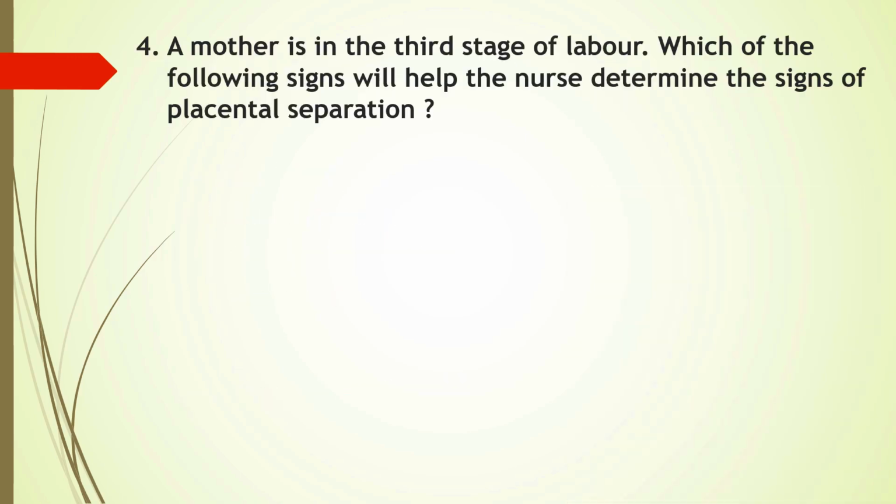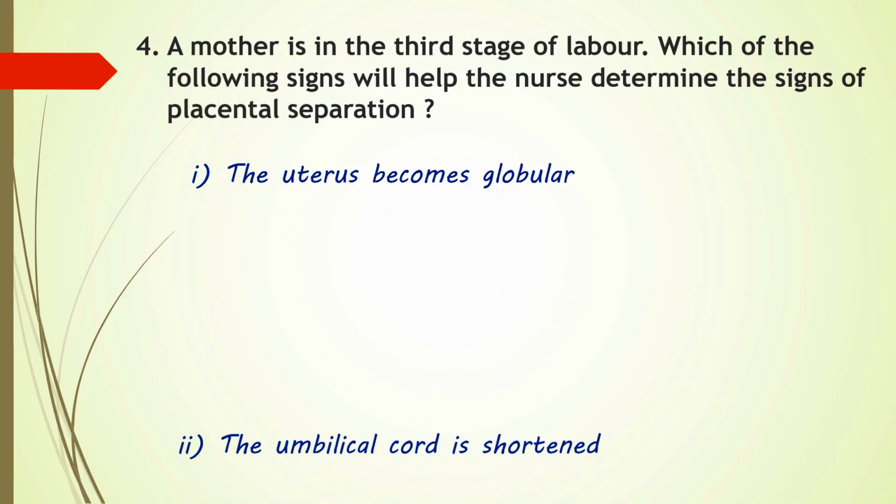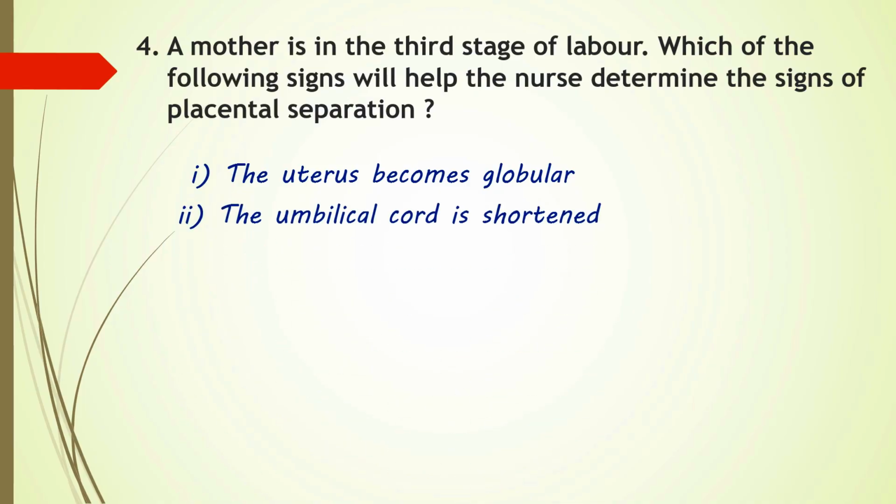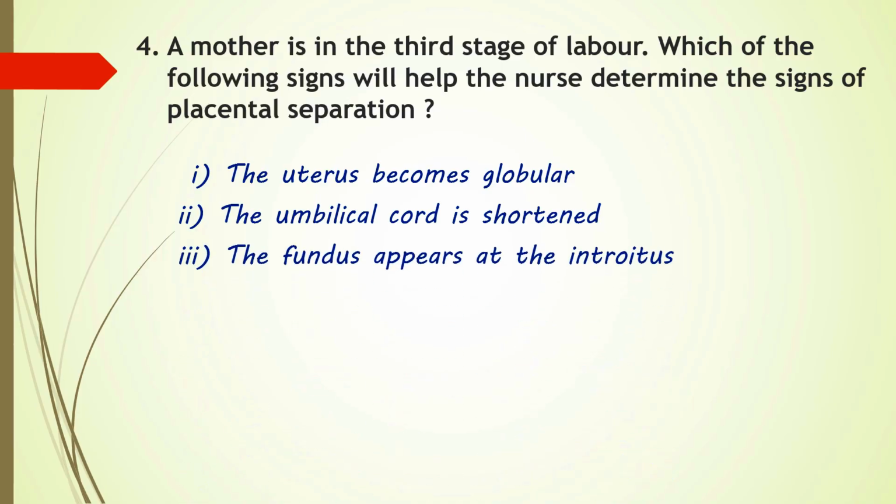Question number 4. A mother is in third stage of labor. Which of the following signs will help the nurse determine the signs of placental separation? Options are the uterus becomes globular. Option 2, the umbilical cord is shortened. Option 3, the fundus appears at the introitus or option 4, mucoid discharge is increased.